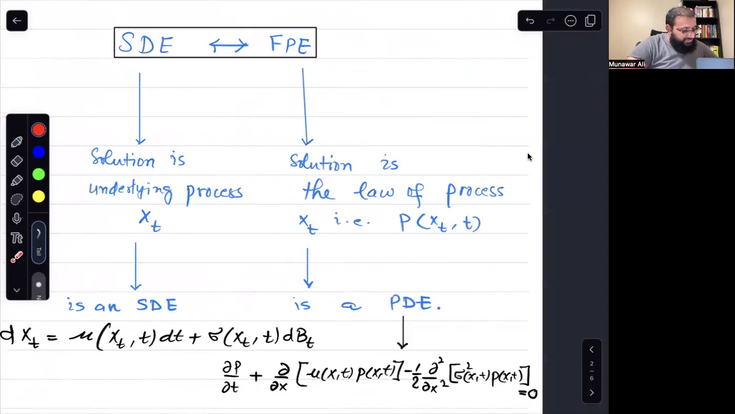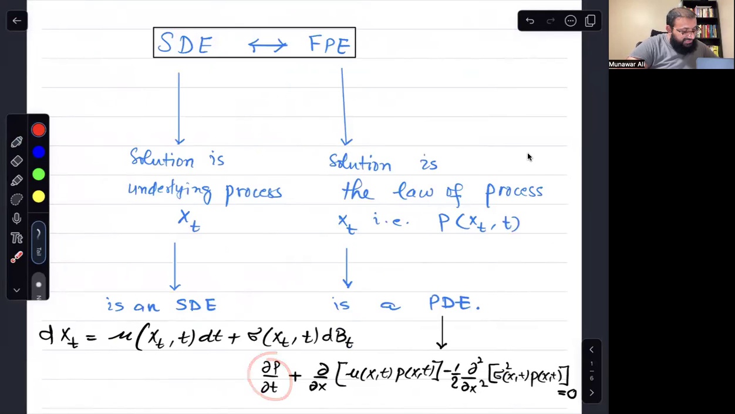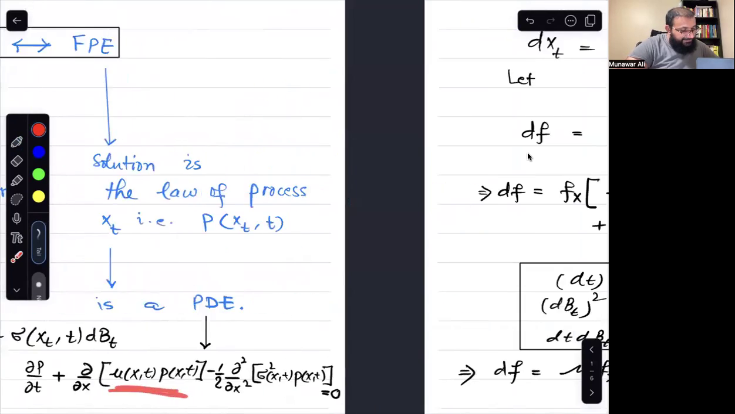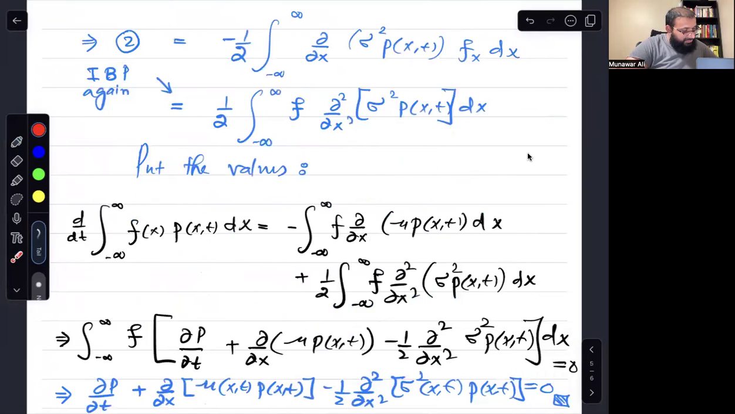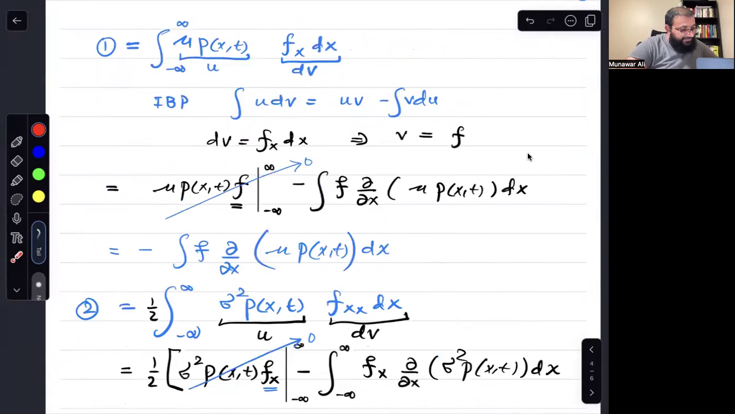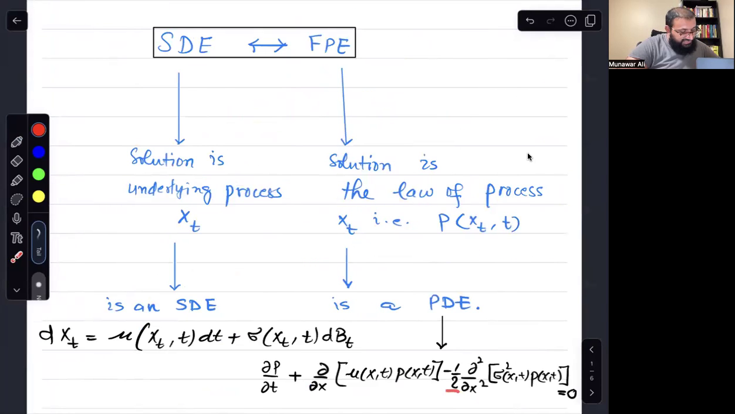And you can compare this one with this one: this is partial p by partial t, the derivative of mu with p, minus 1/2 the second derivative of sigma squared with p, equal to 0. So I started from an SDE, applied Ito's formula, and applied expectation, and then applied a couple of other properties like integration by parts. And finally, I reached something that I call the Fokker-Planck equation, which is this one.